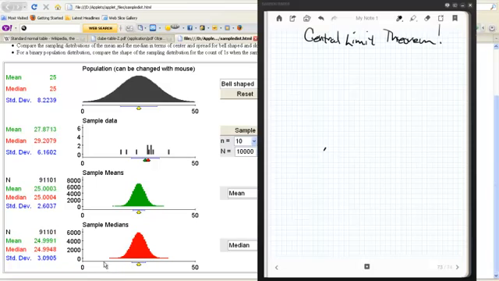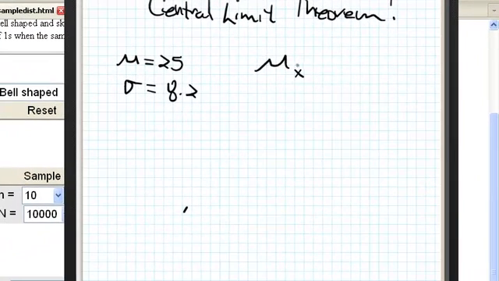I'm going to write those down just for fun, okay? I'm going to write the mean is 25, and the standard deviation, let's just call it 8.2. Okay? Now, I'm going to introduce some notation here. The mean of the means, that's really the mean of this distribution, is 25 for all intents and purposes. Hey, it's an unbiased estimator.